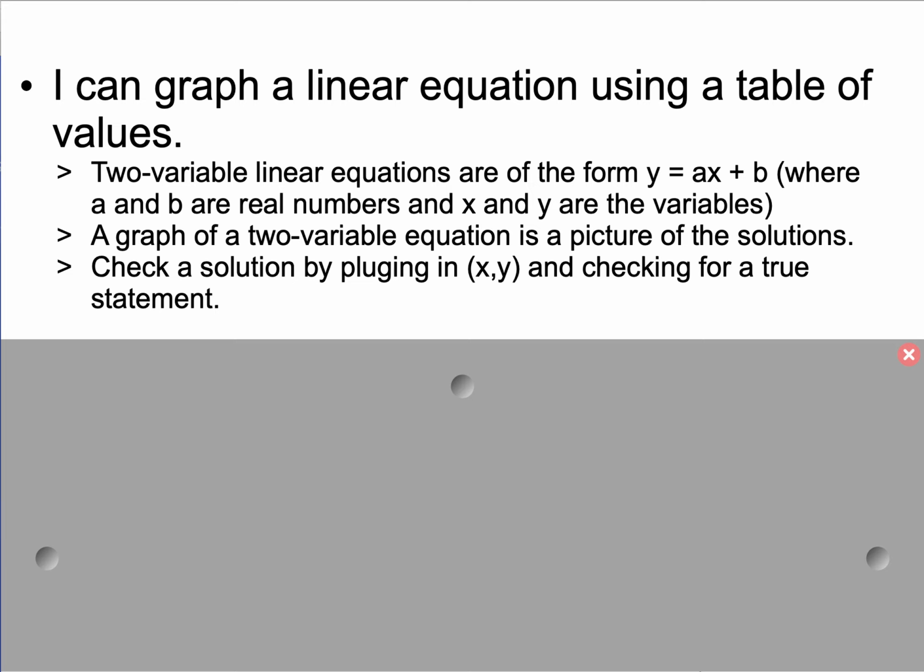Now, a couple of things that you should understand. Two variable linear equations are of the form y equals ax plus b. That's one of their forms anywhere. A and b are real numbers and x and y are the variables. They represent your x and your y-axis. A graph of a two variable equation is a picture of the solutions. I'm going to explain that in just a sec. And you can check a solution by plugging x, y into the equation to see if it makes sense for your statement.